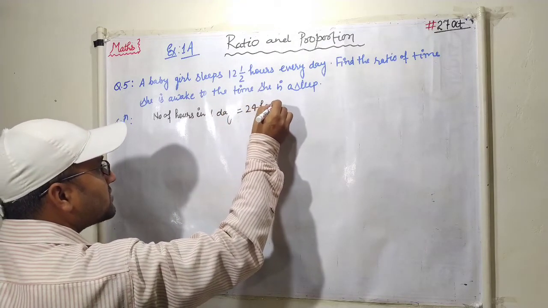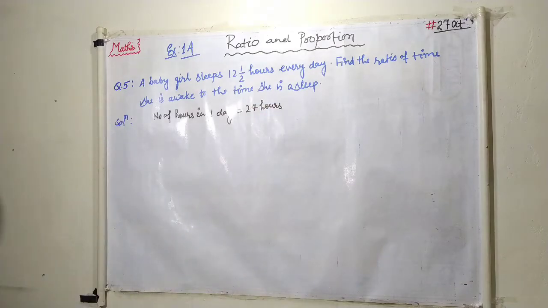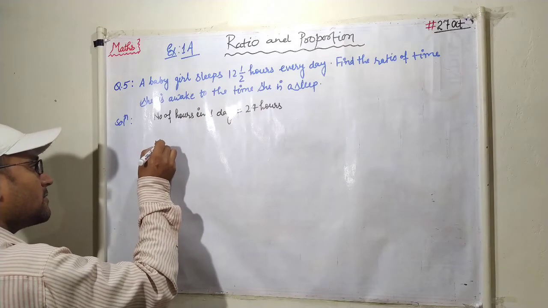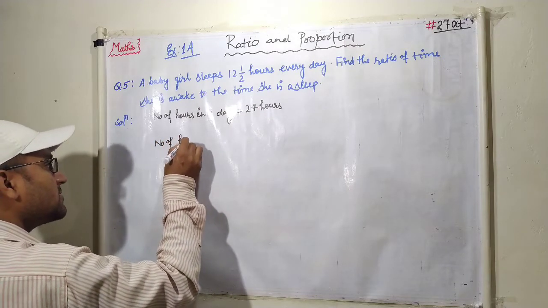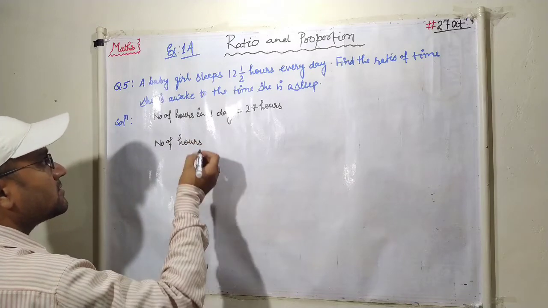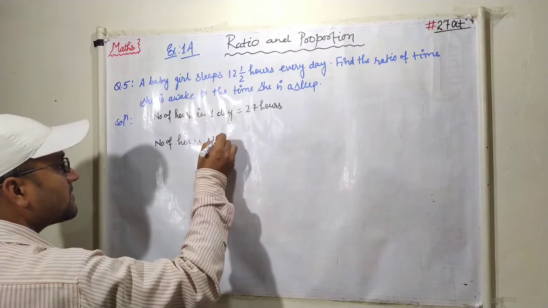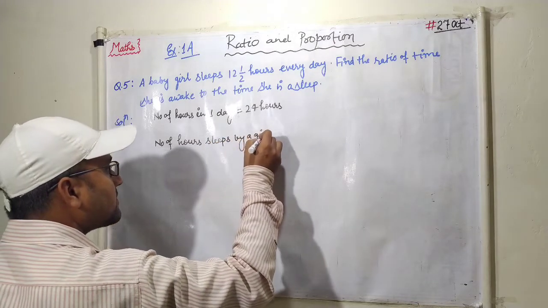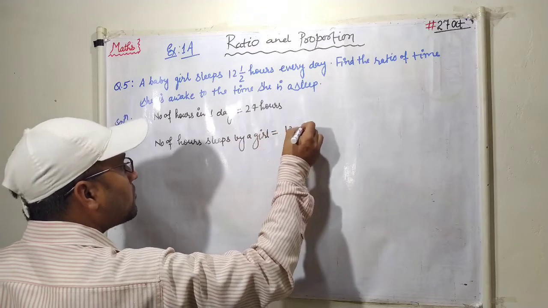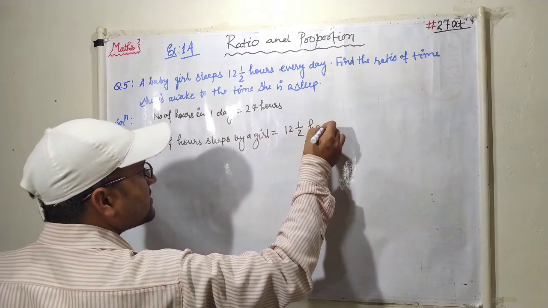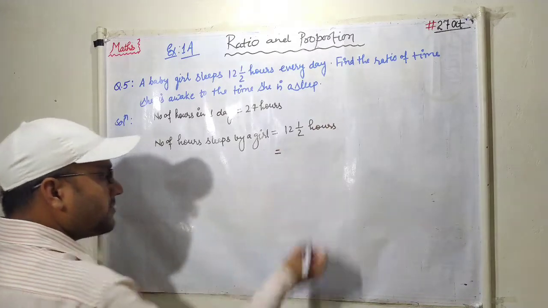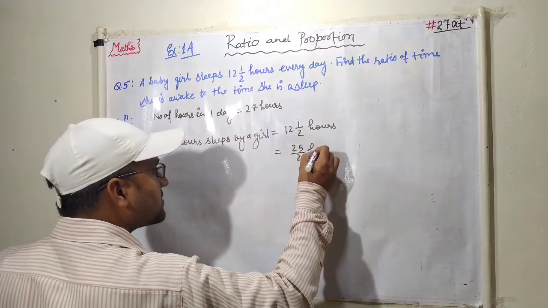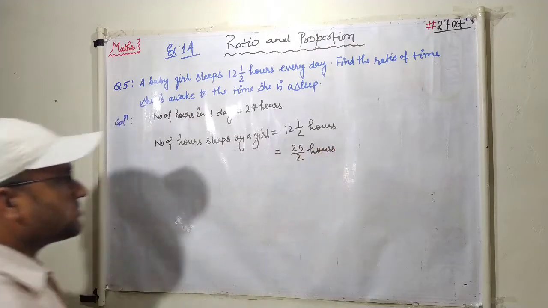See the solution of this, students. 24 hours. A baby girl sleeps 12 whole 1/2 hours. Number of hours slept by the girl is equal to 12 whole 1 by 2 hours. Change it into an improper fraction. Okay, so 25 by 2 hours she used to sleep.